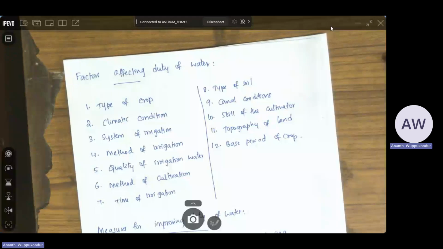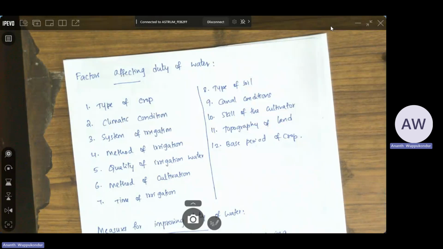So how can climatic conditions change the duty? Okay, so today team C is winning. The team E, climatic conditions, how can they change? Yes. The temperature, then moisture. Okay, so if that region is humid, the water you need to supply would be reduced.